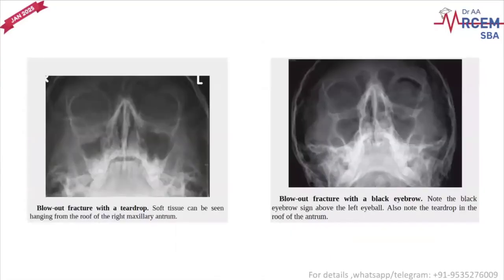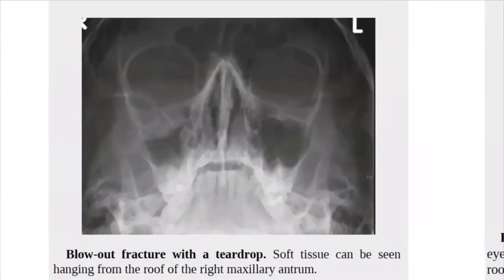You're suspecting an orbital floor fracture, so you got an X-ray done. How do you pick it up? What you will do in an X-ray is compare the orbital floor on this side and this side. The thickness here is much more compared to the thickness here. That means he had a punch here.